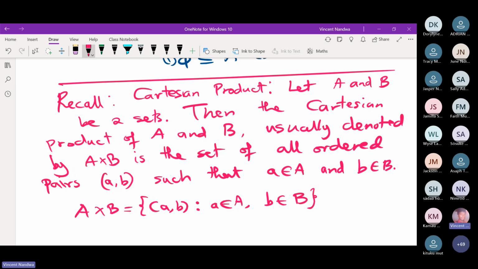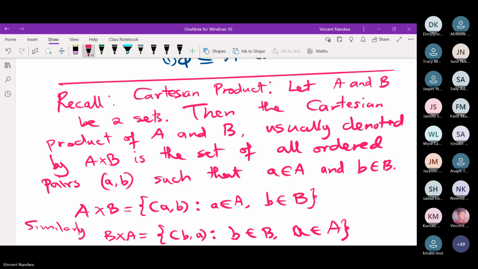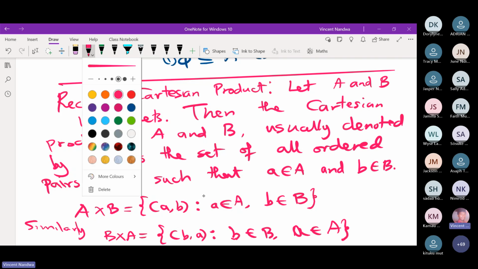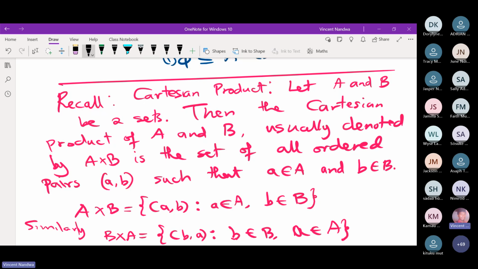When you understand the concept of Cartesian product, the relations become easier to understand. So that's how we define Cartesian product. And remember, similarly, if I say B cross A, I'll have all ordered pairs (b, a) such that b is from set B and a is from set A. That is how we define the Cartesian product of two sets.